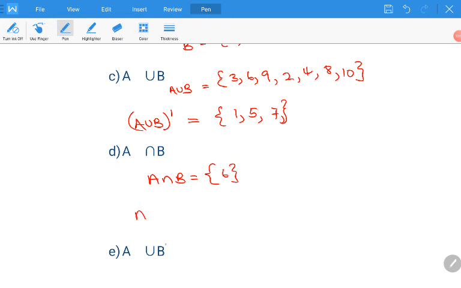So the complement of A intersection B is given by 1, 2, 3, 4, 5, 7, 8, 9, and 10.